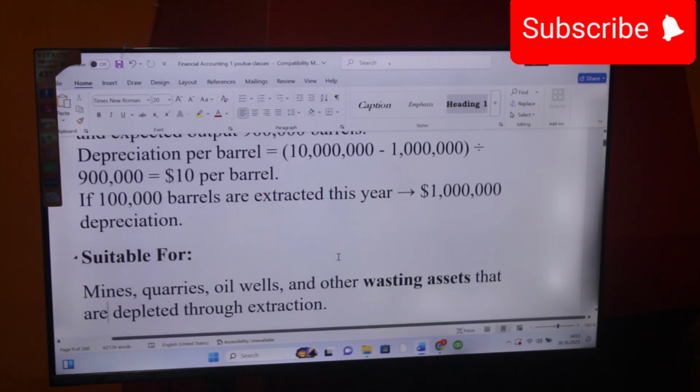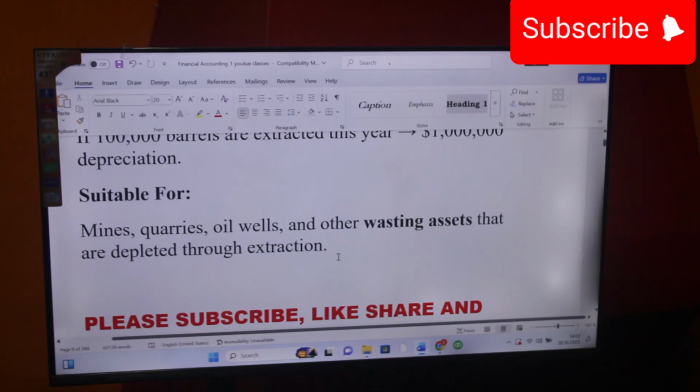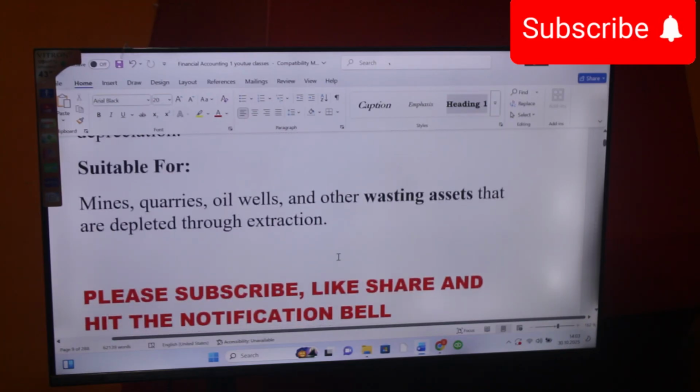as our depreciation expense. Like I said, this is suitable for mines, quarries, oil wells, and other wasting assets that are depleted through extraction.